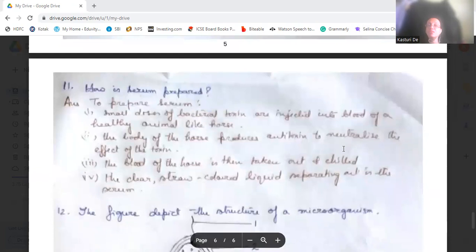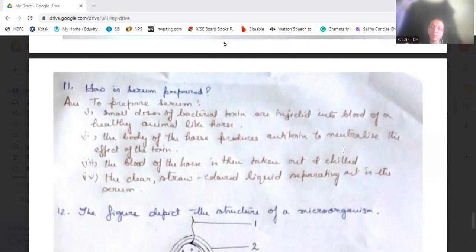Then how is serum prepared? Serum, we know it's a clear straw colored liquid which separates out. That is serum generally. But how is it prepared? Small doses of bacterial toxin are injected into the blood of a healthy animal, maybe a horse. Now, after this bacterial toxin is injected into the blood of the horse, the body of the horse will neutralize the effect of the toxin. It will produce an antitoxin or antibody.